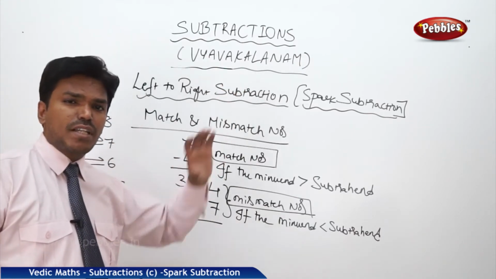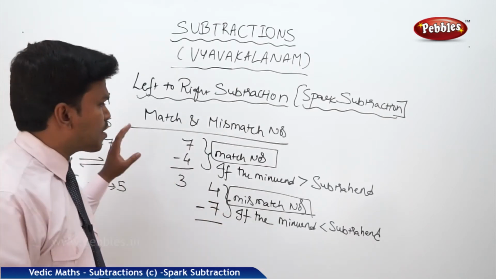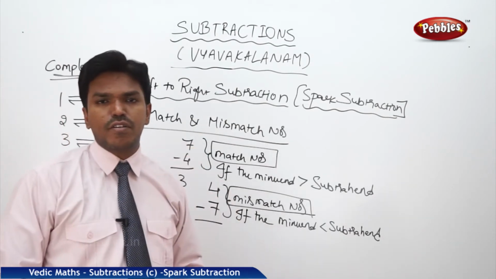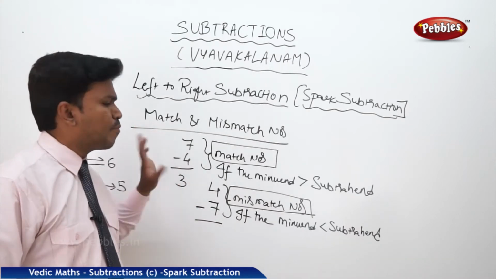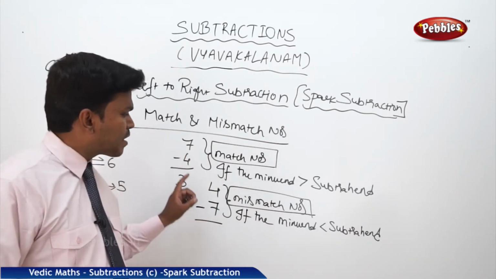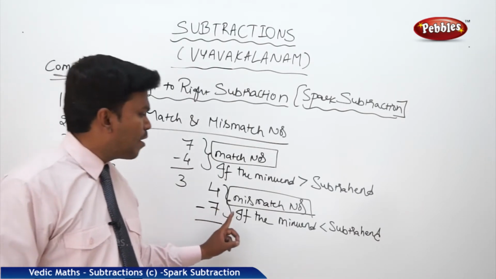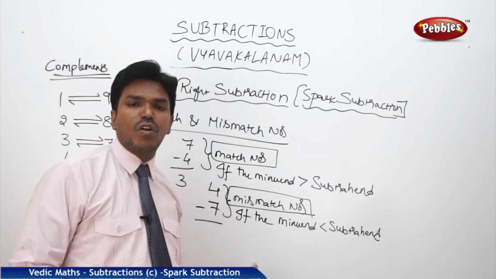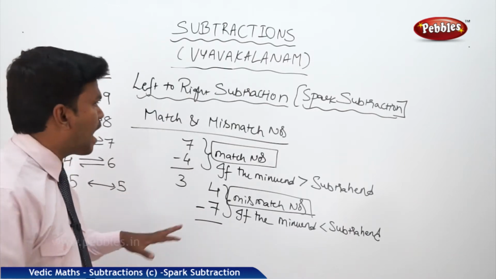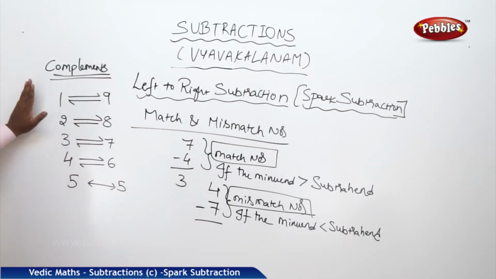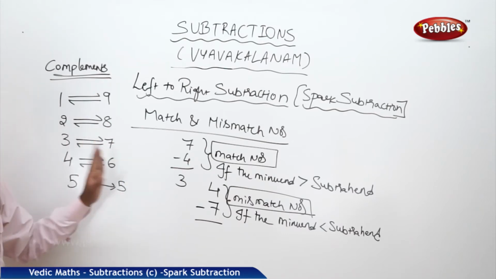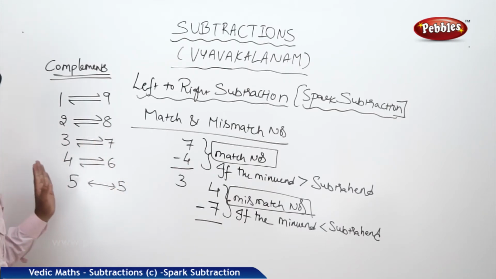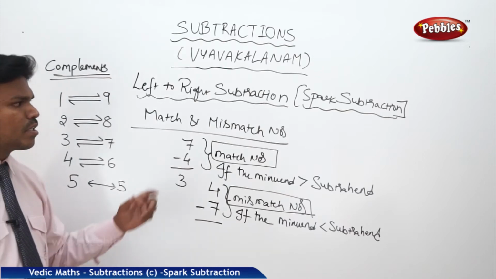Once again I repeat, whenever the minuend is greater than the subtrahend, that means the above number is greater than the below number, and the subtraction is practically possible, those numbers are known as match numbers. And if the subtraction is practically not possible, and the minuend is less than the subtrahend, we call them mismatch numbers. And finally, the complements: 1 and 9, 2 and 8, 3 and 7, 4 and 6, and 5 and 5. So these are the concepts.